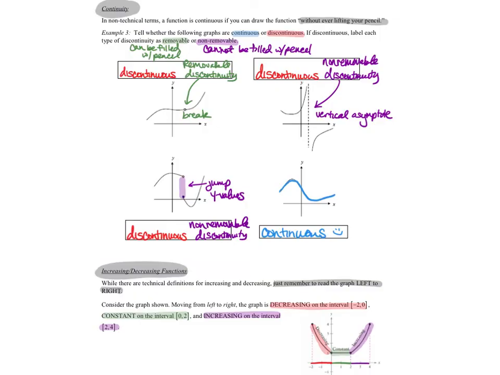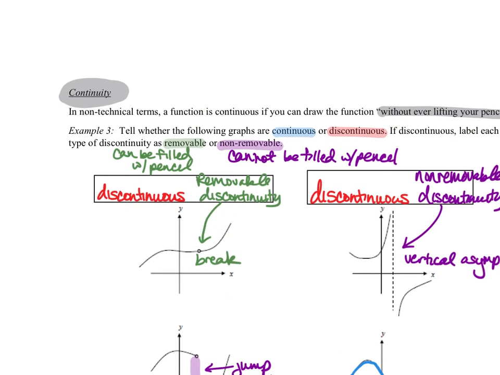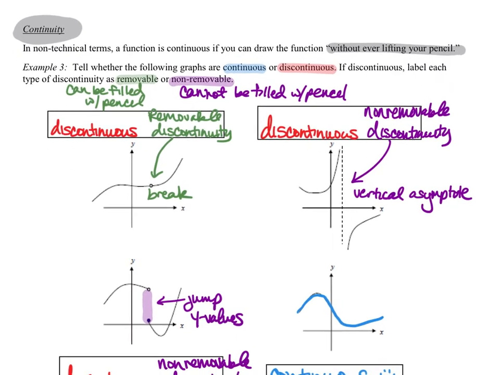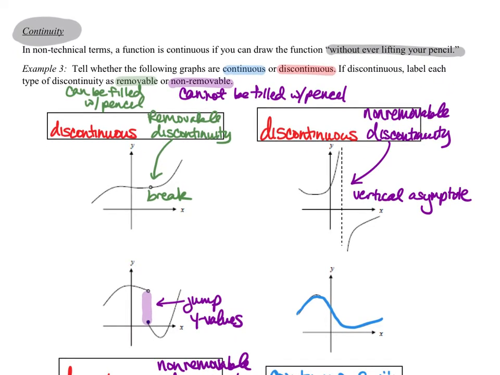The rest of these notes basically goes over vocabulary. So super simple ideas with complicated vocabulary is what's happening here. We're going to talk about continuity. In non-technical terms, a function is continuous if you can draw the function without ever lifting up your pencil. And that's honestly a great definition for what's happening here.